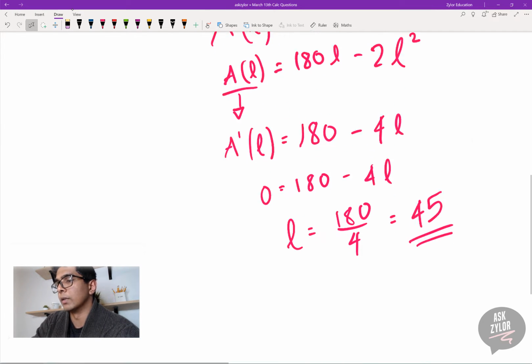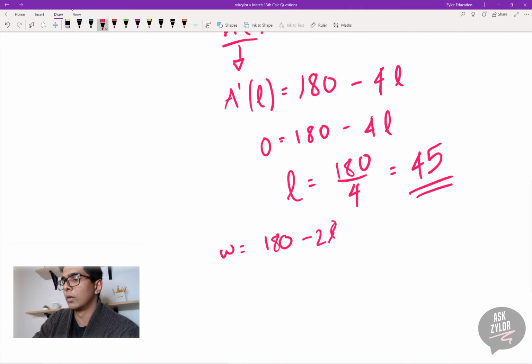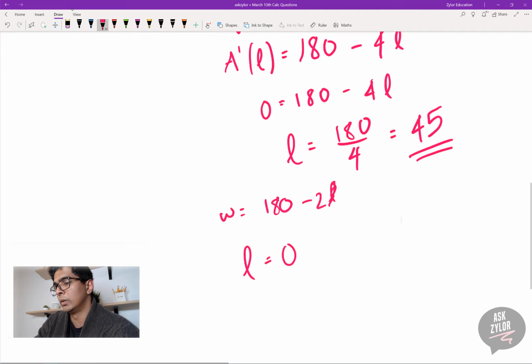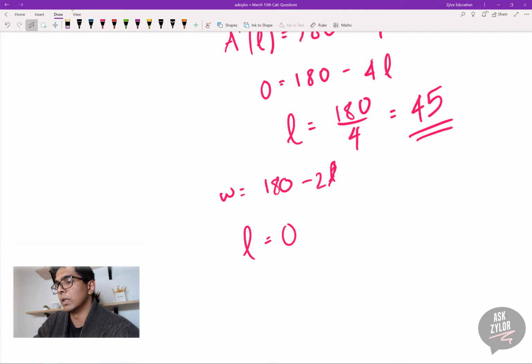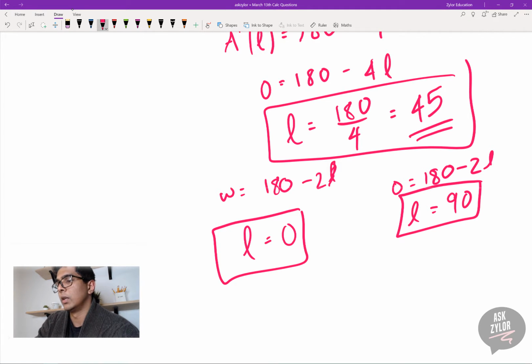But I do want to check my answer. So I'm going to look at when my W is equal to 180 minus 2L. My length or my width can't be a negative number, so my length has to at least equal 0 or bigger. And the biggest number would be when my width can't equal 0. So if I make 0 equal to 180 minus 2L, my length is going to be 90. So this is the maximum possible number, and this is my minimum number. And this is what I found through the derivative.